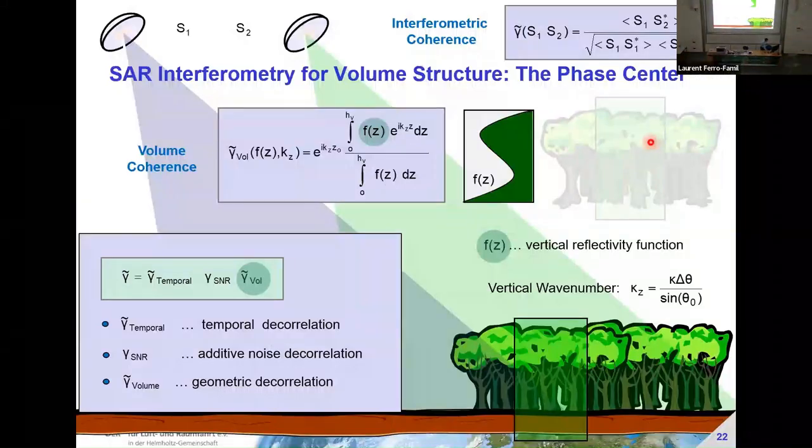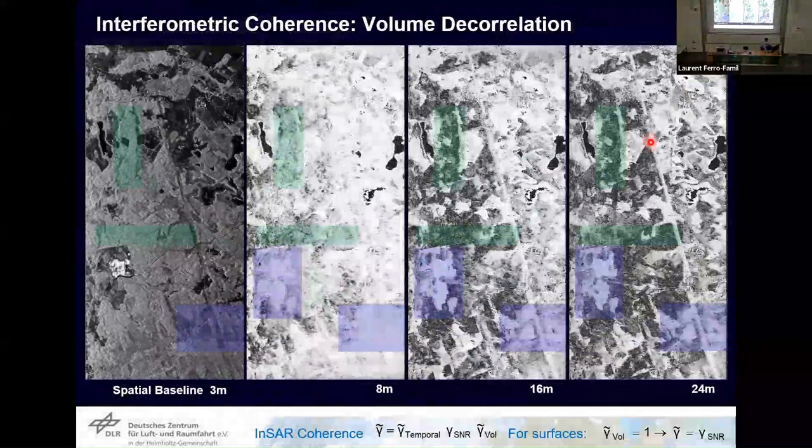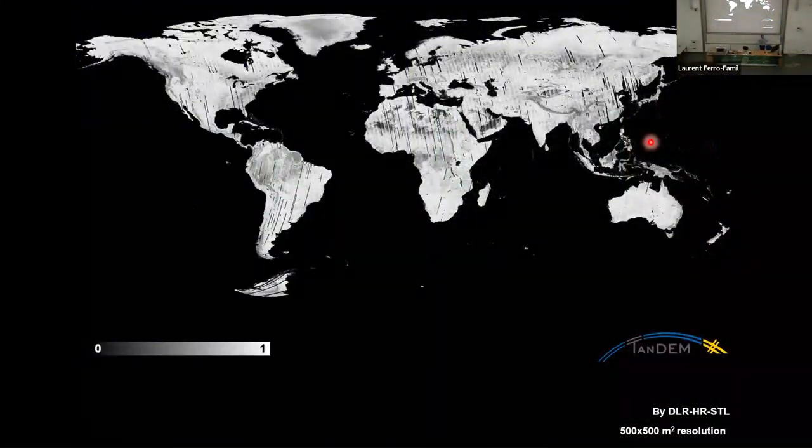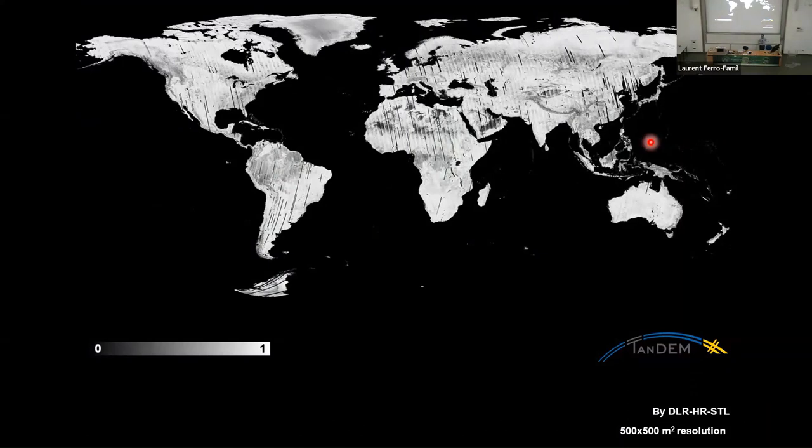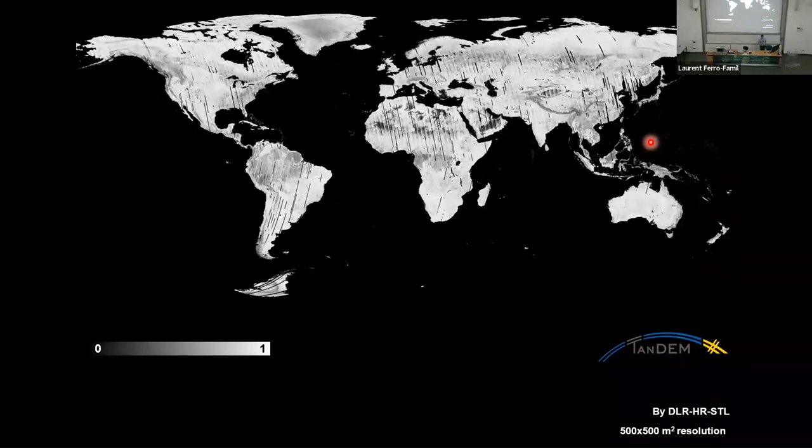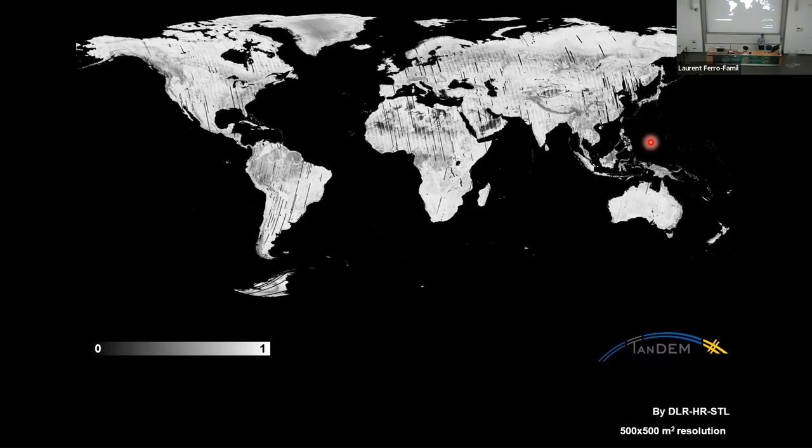So it's too much ahead. And then of course you can also play this game. The way with which you go down with your coherence depends on your vertical reflectivity. The vertical reflectivity, among different things, depends on your wavelength. And you know that if you decrease the wavelength, which means you increase the frequency, then you penetrate less. Therefore, people always thought that at X-band you almost don't penetrate in forests. And this was somehow an assumption that was taken just based on this physical principle.